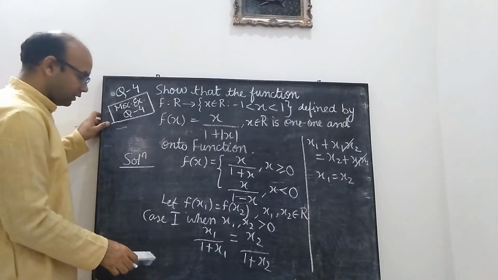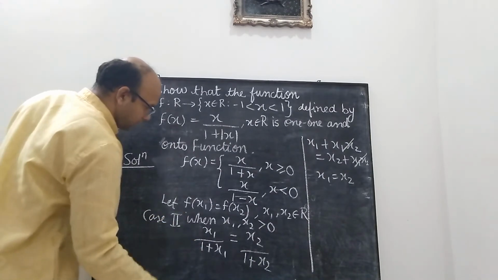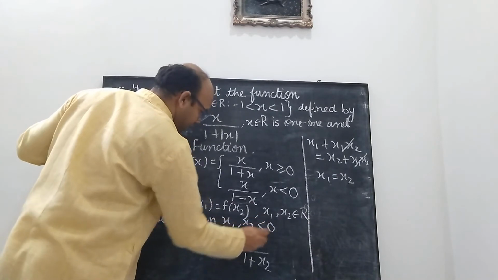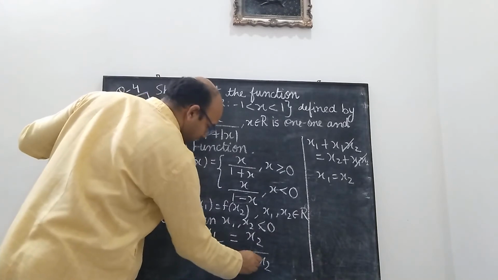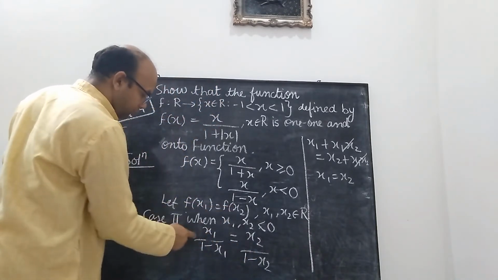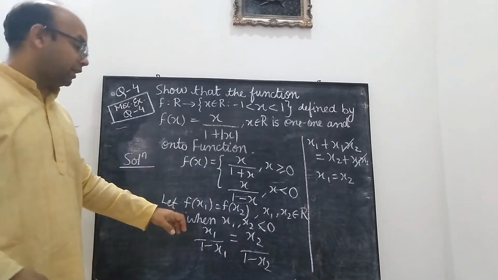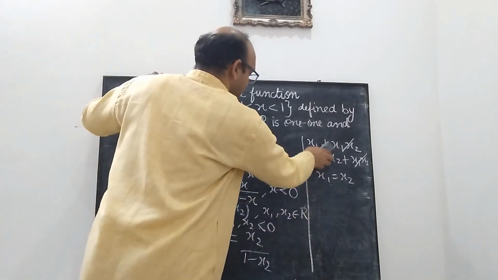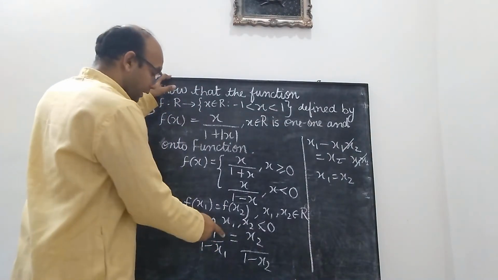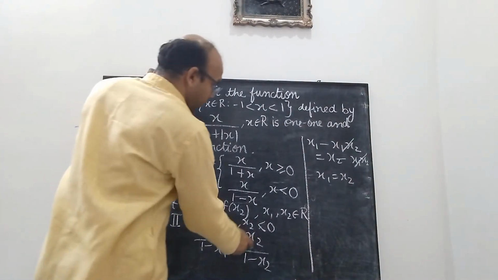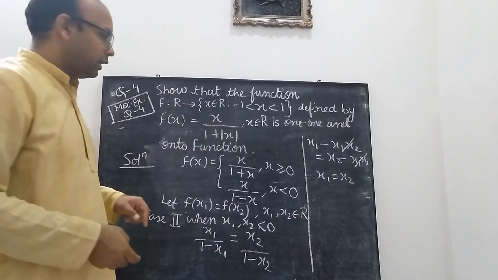So now when we deal with the second case, when x1 and x2 both are negative, then in that case we can use this definition and we can have that fx1 equal to fx2 will imply that x1 upon 1 minus x1 is actually equal to x2 upon 1 minus x2. When we cross multiply, we see now this will be replaced by negative sign. x1 minus x1x2 is actually equal to x2 minus x1x2. x1x2 gets cancelled out. We have x1 is equal to x2.